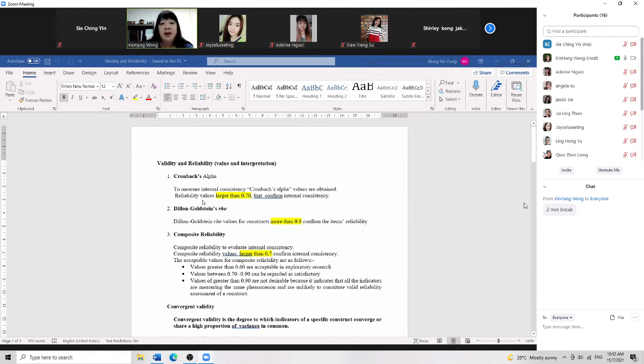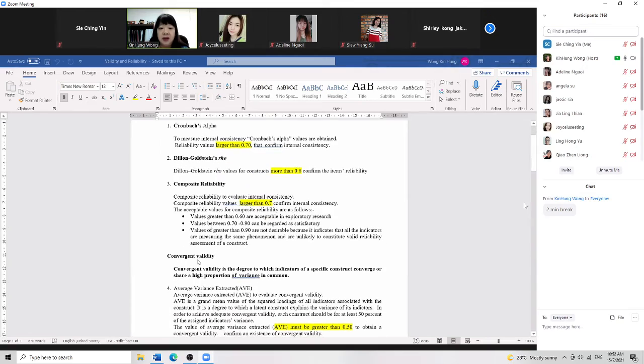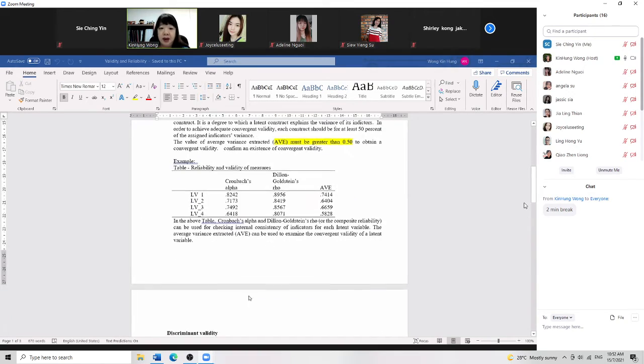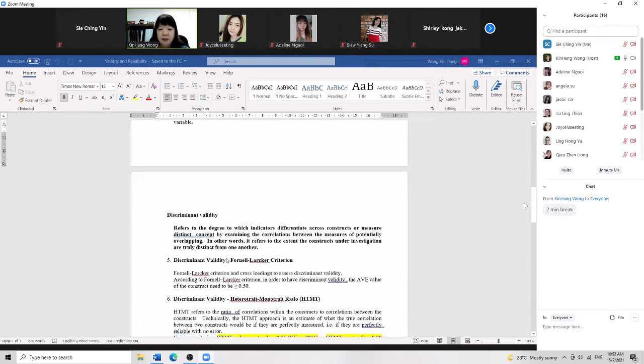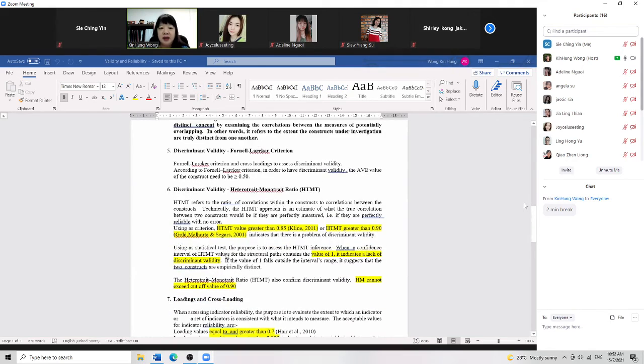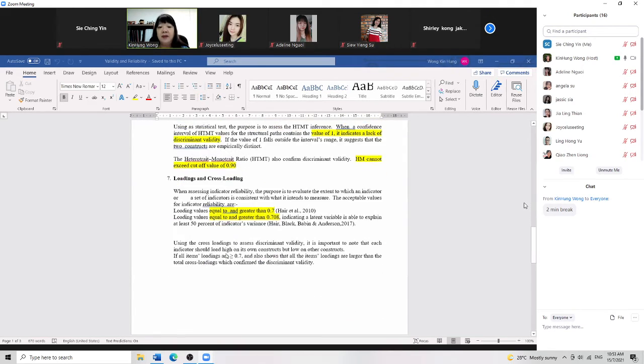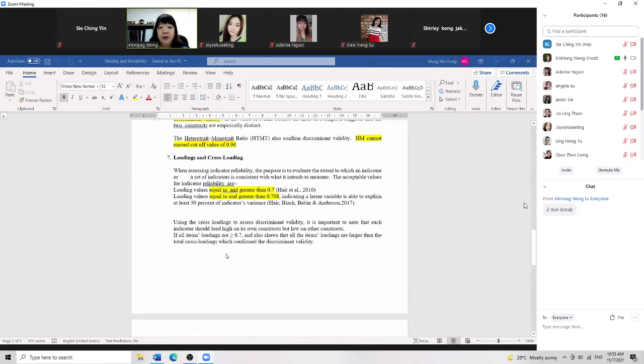So again, for your assessment, it will be something like this. It will ask you to interpret Cronbach's alpha and all these things, and convergence. So this is the summary that I have. These are the things that you must know, what I covered for you.